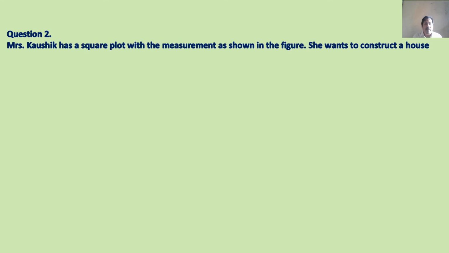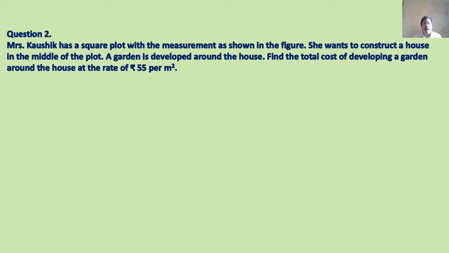Next, question number 2. In question number 2, we have the question like this. Mrs. Kusik has a square plot with the measurements as shown in the figure. She wants to construct a house in the middle of the plot. A garden is developed around the house. Find the total cost of developing the garden around the house at the rate of rupees 55 per meter square. So we are going to find out the area of the garden first, isn't it?